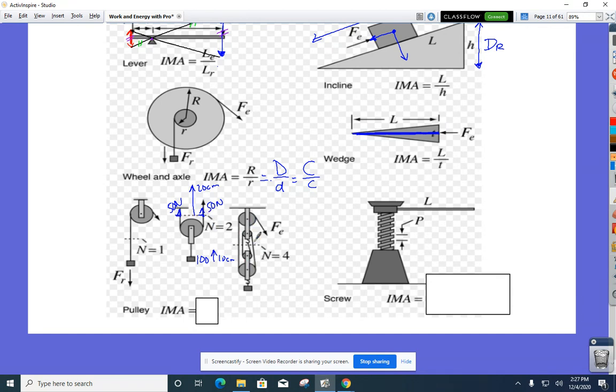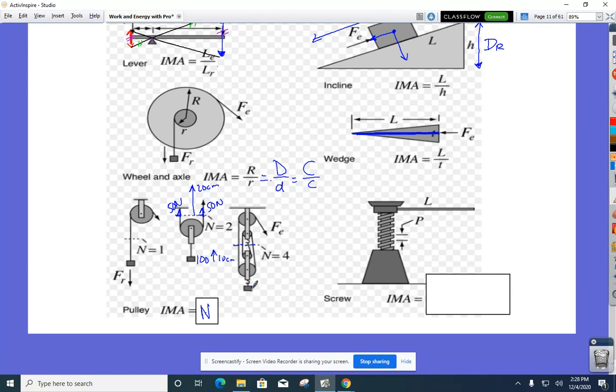Over here, I have a complex system, sometimes called a block and tackle, but you notice I got 4 of these strings that are supporting the load. And so N is equal to 4. IMA, the ideal mechanical advantage on this, is simply N, the number of strings supporting that load. So I can get 4 times the force here, but it comes at the expense of 1/4 the distance.